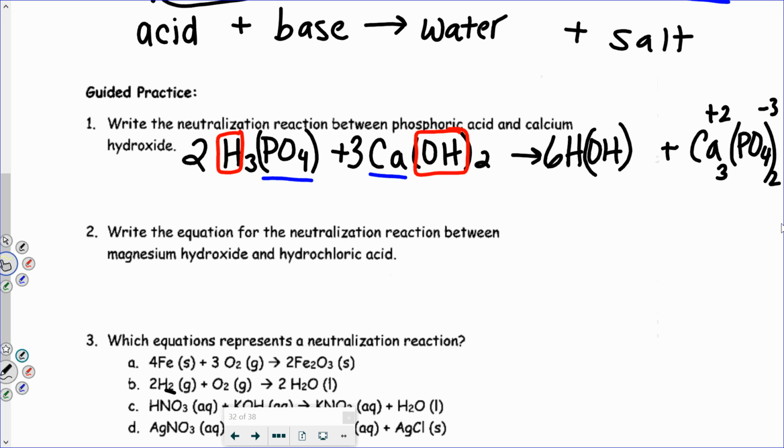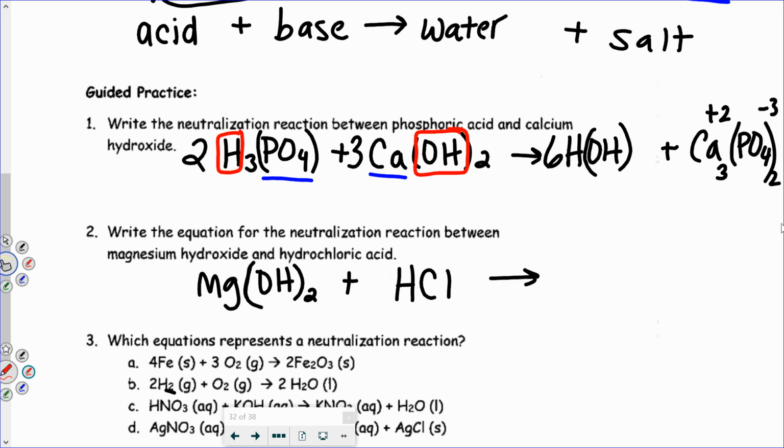All right, try number 2. I want you to write the neutralization reaction between magnesium hydroxide. I'm going to give you what that formula is. Magnesium hydroxide is MgOH2. That is your base. Hydroxide's a base. Plus hydrochloric acid, which is HCl. And I would like you to predict the products. Predict them and balance it out. You can pause the video if you'd like, and then come back.